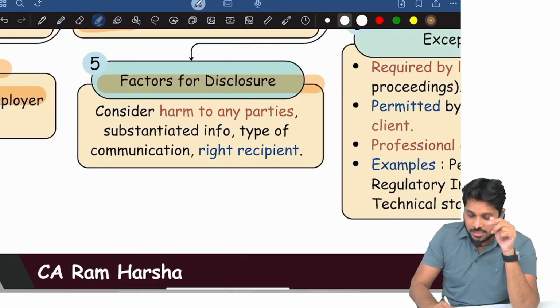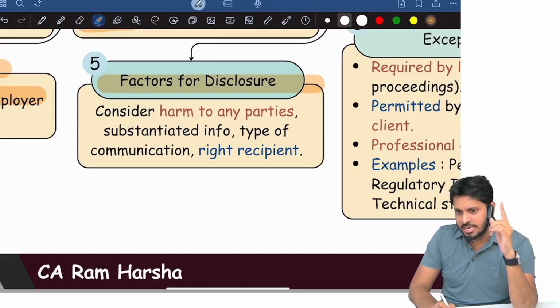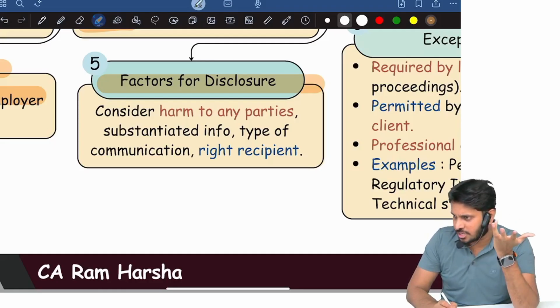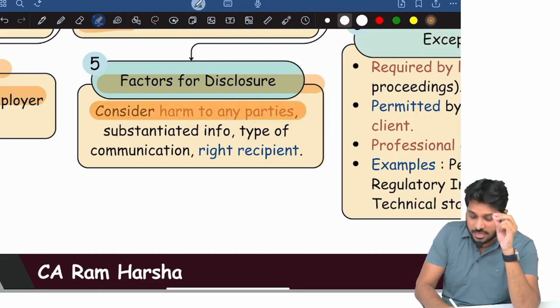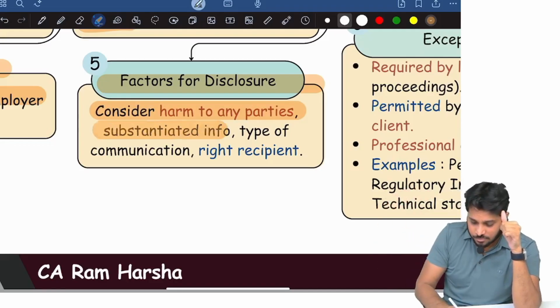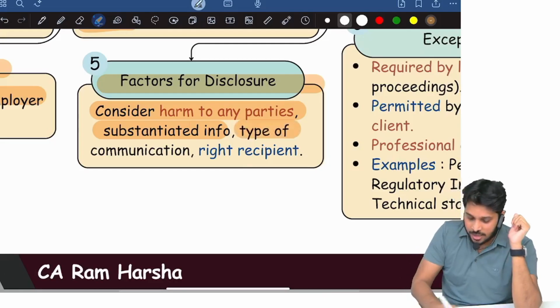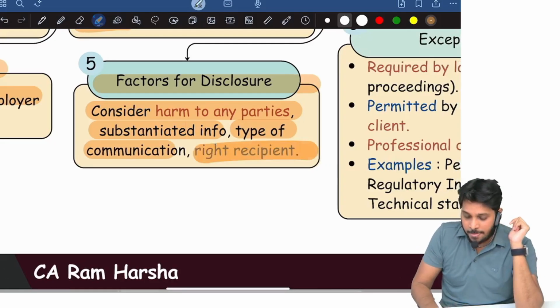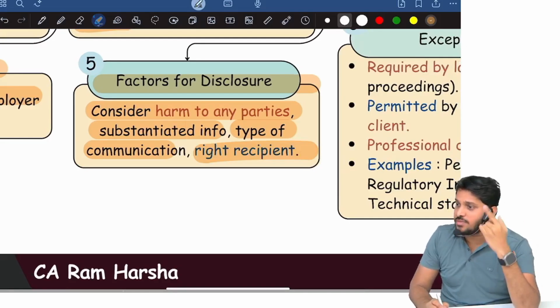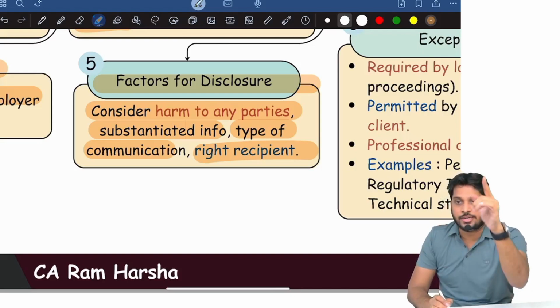Next, factors for disclosure. Can I disclose or not? What are the factors you will have to check? First, legal considerations. Suppose legally there is no information, yes or no? What points you should see: whether it will harm any party. If I disclose this information, will it affect any party? And is that information substantiated with evidence or not? And type of communication, orally or written, and is the recipient eligible to receive this kind of information or not? All these factors you will decide before you communicate information belonging to a client to a third party.